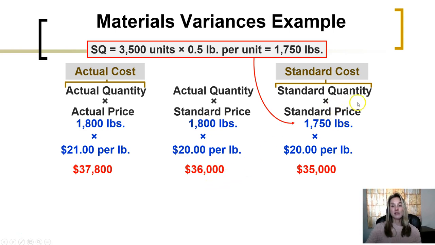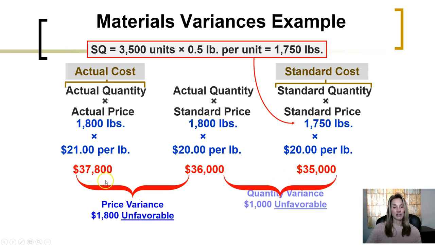And finally, for the total standards, the standard quantity allowed for the number of units we produced is 3,500 units with a standard of half a pound per unit. The standard quantity of materials allowed for the 3,500 units produced is 1,750 pounds at a standard price of $20 per pound. Total standard budget of $35,000 in material costs. We can now calculate the difference.